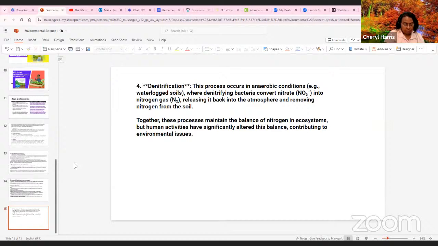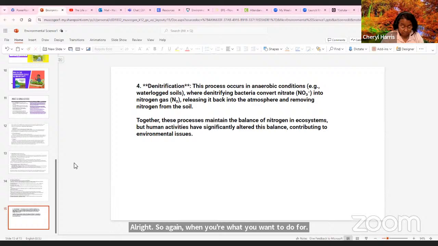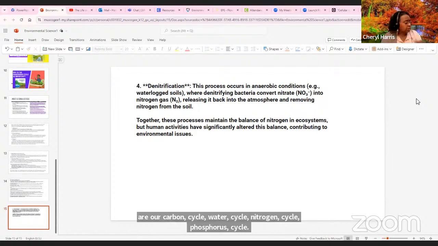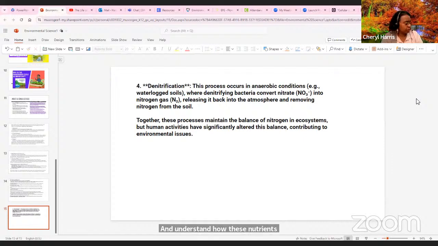All right, so again, what you want to do for Monday is look over all of the biogeochemical cycles, which are our carbon cycle, water cycle, nitrogen cycle, and phosphorus cycle, and understand how these nutrients are cycled through our ecosystem.